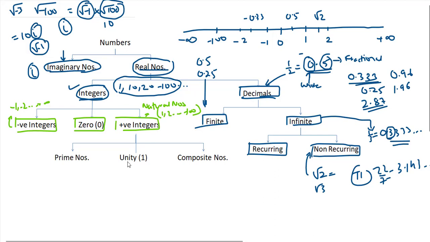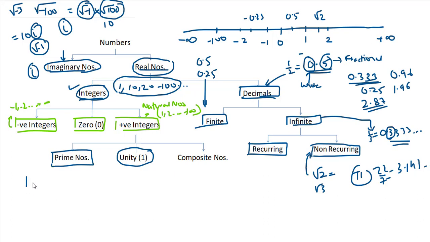These positive integers are further classified into three categories: prime numbers, composite numbers, and unity. One is neither prime nor composite. So what is a prime number? Any number that is divisible by only 1 and itself is called a prime number. Example: 13. 13 is divisible only by 1 and 13.